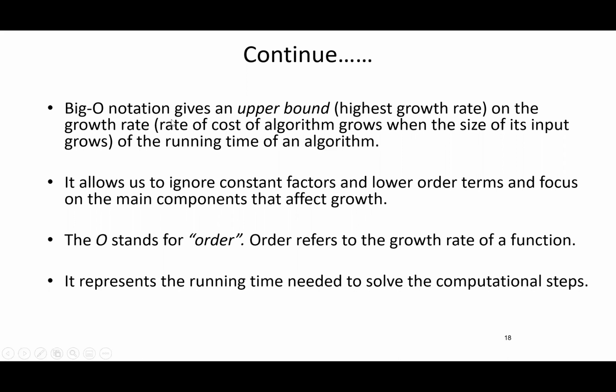Okay, so this big O notation will tell you how your algorithm will grow when your input size increases, and at what rate. It allows you to ignore the constant factor and lower order terms and just focus on the main component that affects the growth of your algorithm. Later you will see how we derive the big O, and then you will see what I mean. The O here stands for order. The order here refers to the growth rate of your function. It represents the running time that you need to solve the computational step.